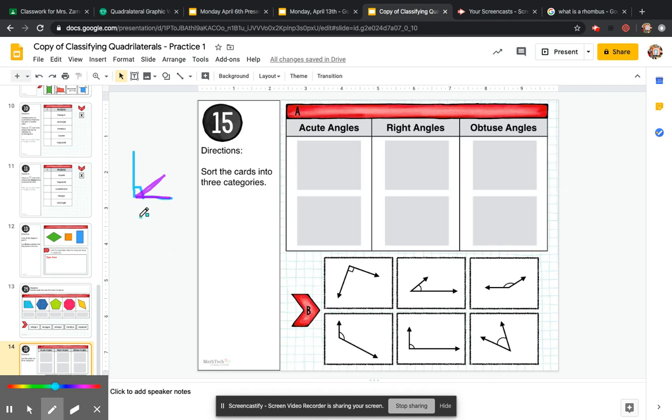All right, so then I'm going to draw another 90-degree angle here. An obtuse angle would go outside of that 90-degree range. So this would be an obtuse angle. So acute, obtuse, and then 90 degrees.